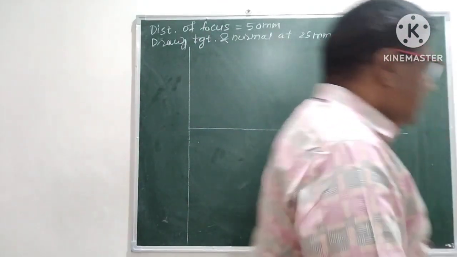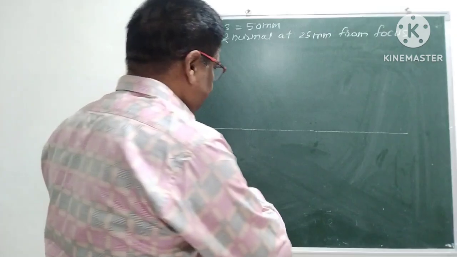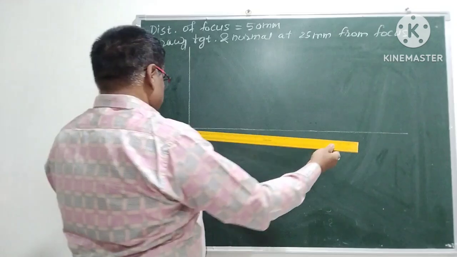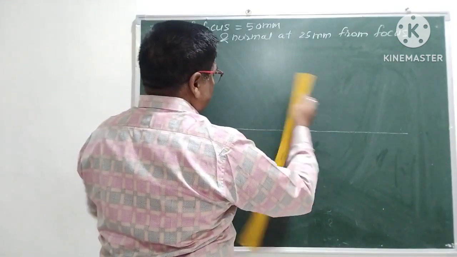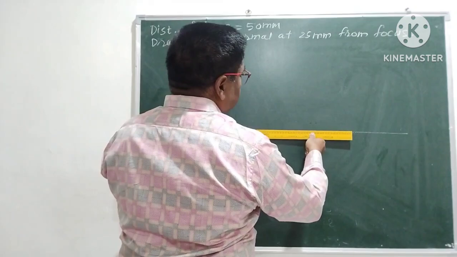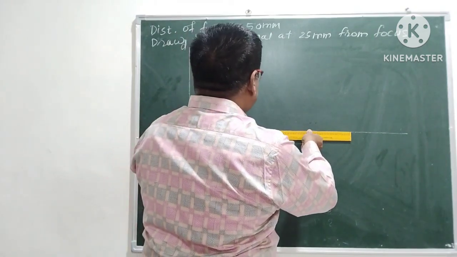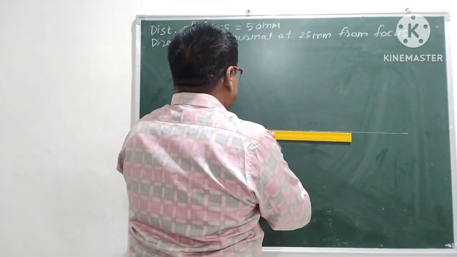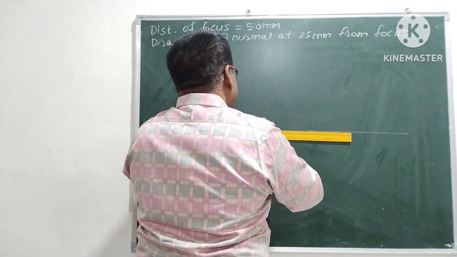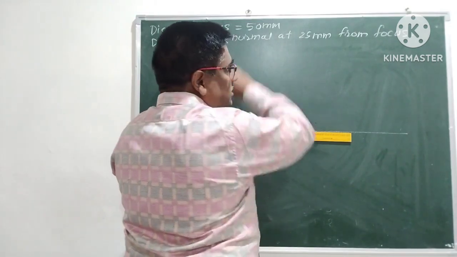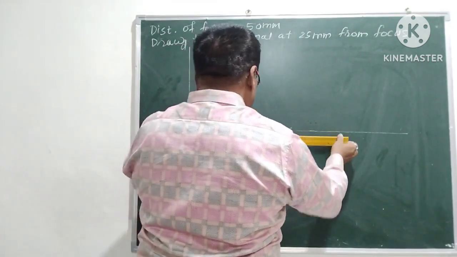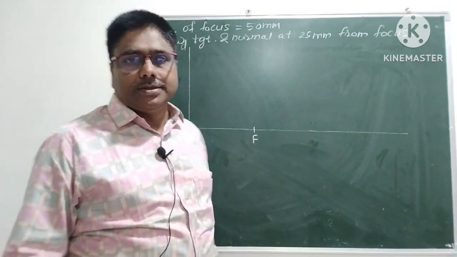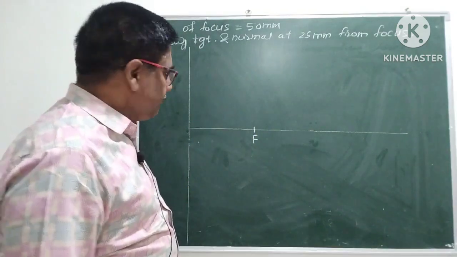Now on this axis of the parabola, let us locate the fixed point, that is the focus. Focus is at 50 millimeters. I am taking some proportionate sketch as per the big size of this board. See, my focus is here, at 50 millimeters from the directrix.